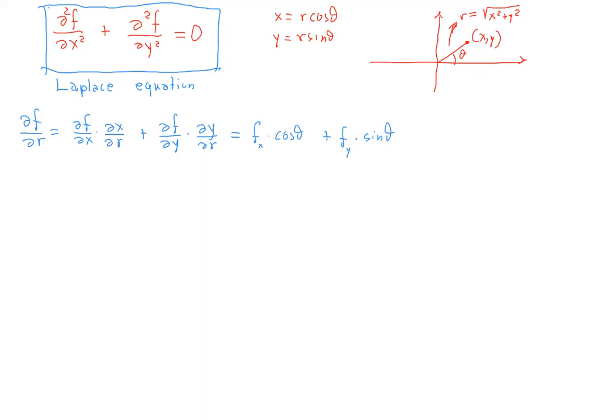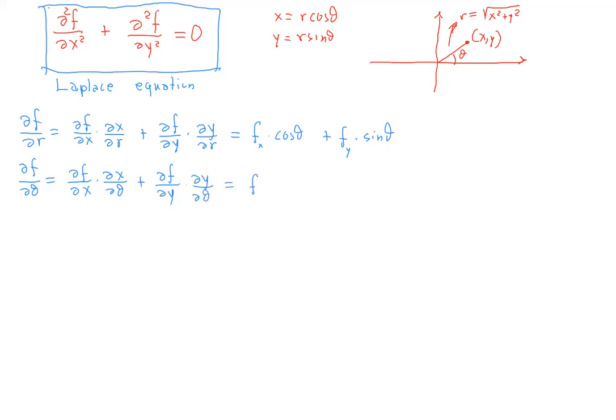And how would you do that for the partial derivative with respect to theta? Again, it might be a good idea for you to pause the video and try to get the expression by mimicking what we just did in the case of r. So what will it look like? Partial derivative of f with respect to x times partial derivative of x with respect to theta plus partial derivative of f with respect to y times partial derivative of y with respect to theta.